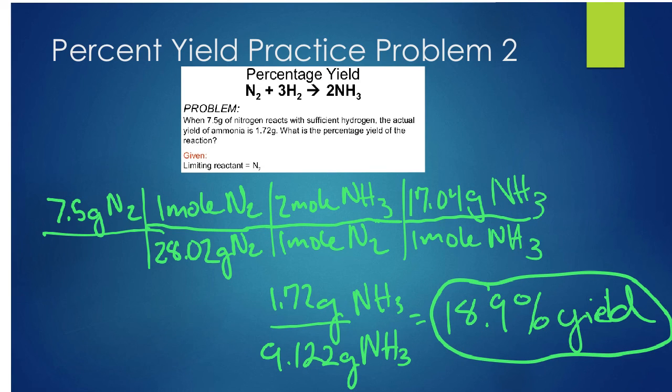As you're looking at the math and how this problem was done, again, it's done the same way: started by taking the grams, converting it into moles of something else, and then grams of something else, and then putting it into the percent yield equation. And you look at that and it says 18.9% yield, that's not very good. And that's true, that's not a very good yield.